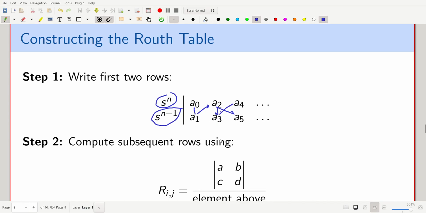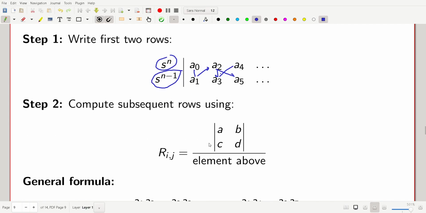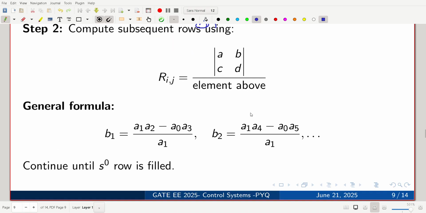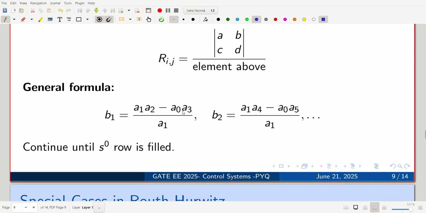Then compute the subsequent rows, like a, b, c, d. We find b1 as a1 multiplied by a2 minus a0 into a3, divided by a1. We extend this similarly: a1 into a4 minus a0 into a5, divided by a1, and so on. We continue until we reach the constant value, s power 0.